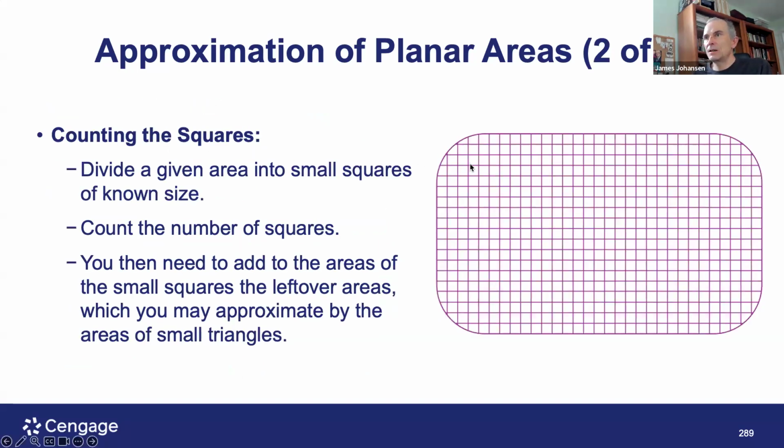You could just count it into squares, and then you count the squares. You have some that aren't quite full, and that is where the approximation would come in. Another thing is you could have it be a rectangle, and then you come up with an approximation for each corner of how much you're going to subtract. That would be another approach you could use for coming up with an approximation of a planar area.